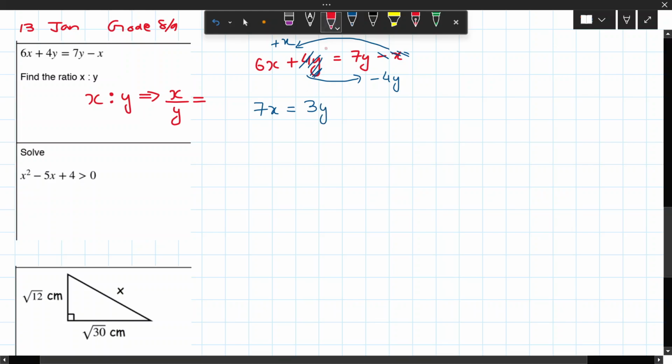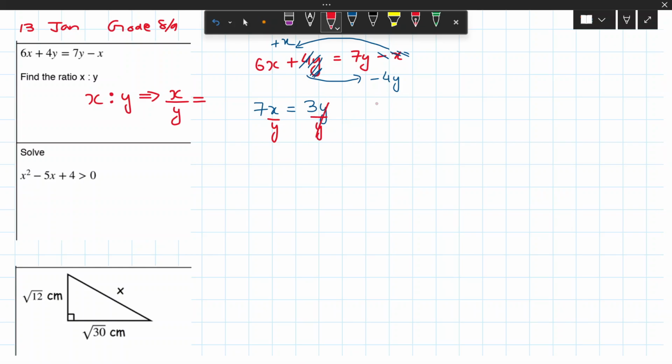And I need to find what is x over y equal to. So if I divide both sides by y, I get 7x over y is equal to 3, or x over y is equal to 3 over 7. That means x over y is equal to 3 over 7. Hence, the ratio x to y is 3:7.